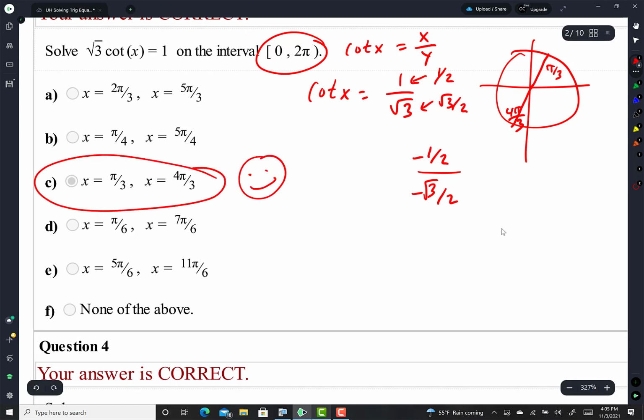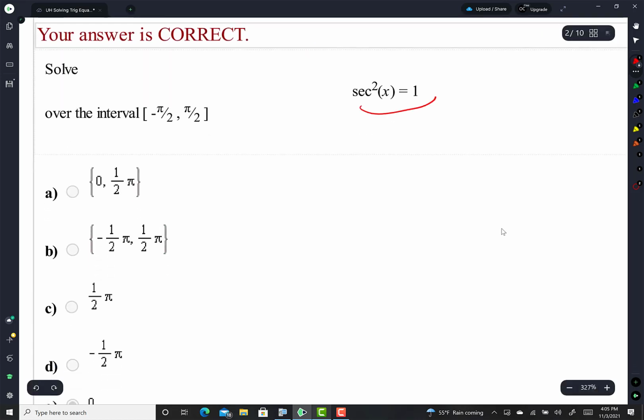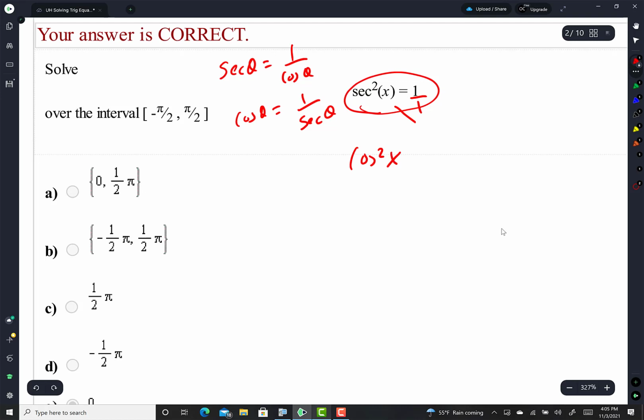Cool. All right, let's go to the next one. Secant squared x equals 1. So what I would do, guys, is just work with cosine. Remember that secant is the reciprocal of cosine, and cosine is the reciprocal of secant. Because of that property, I can rewrite this as 1 over 1. I can rewrite this as cosine squared x equals 1, because the reciprocal of 1 is still 1. So now I'm going to take the square root, and I have cosine x equals plus or minus 1.